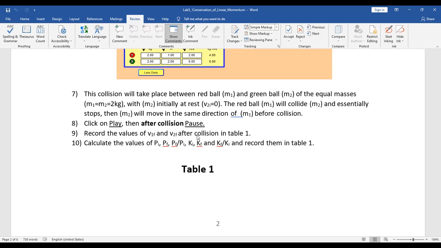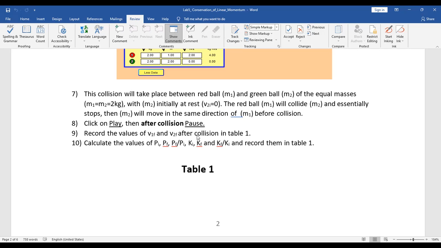It means you can conclude that momentum before and after collisions are conserved. Conserved means it doesn't change. And kinetic energy before and after collisions are conserved. This statement we proved through this table. Then what else? The next table is table 2.